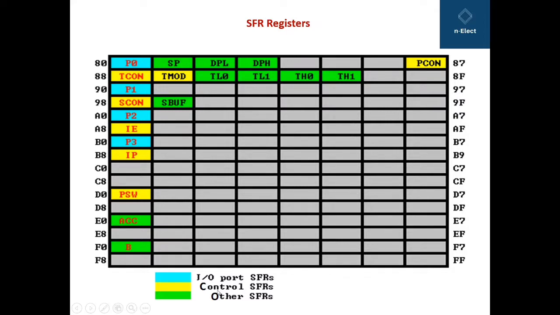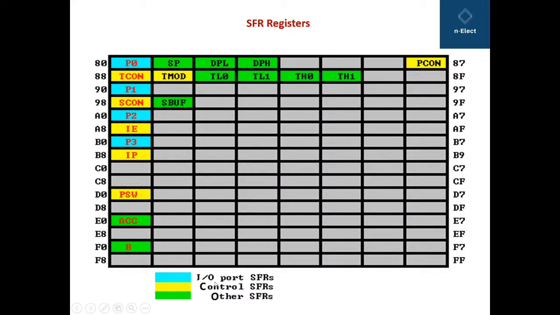These are actually the IO ports SFRs, that is input output ports special function registers, while those which are shown in yellow color are TCON, that is timer control, timer mode, power control, serial control, interrupt enable, then interrupt priority, then program status word. These are all the control special function registers.